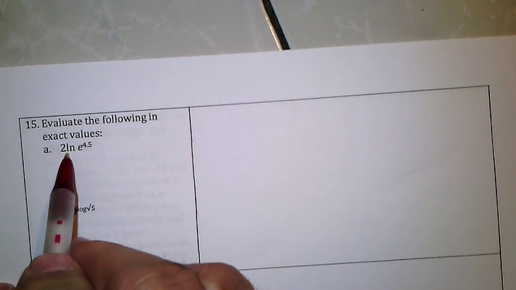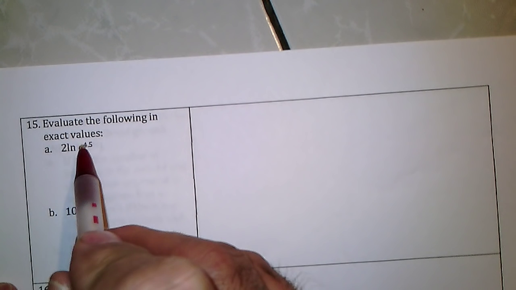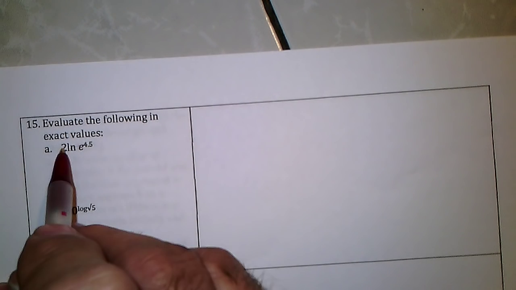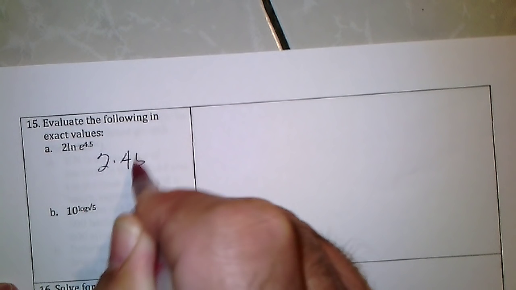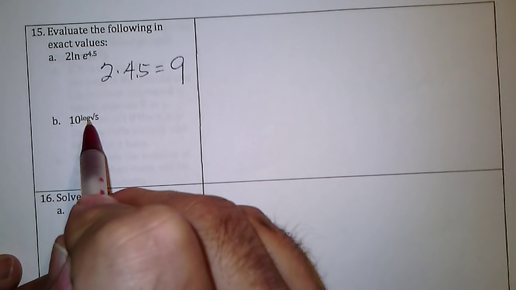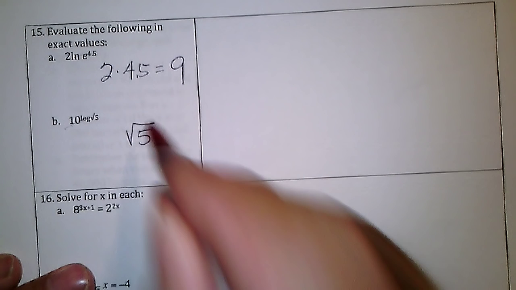Evaluate the following to exact values. ln of e to something, they cancel out, and this is just 4.5 times 2. Ten to the log base 10, they cancel out, and I just get square root of 5.